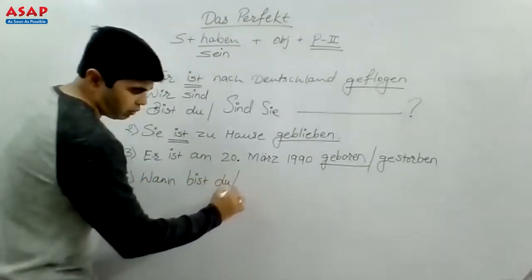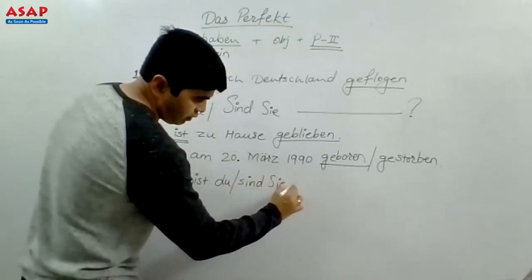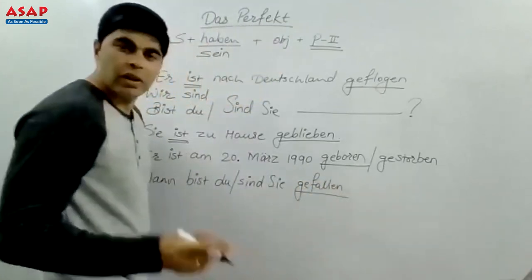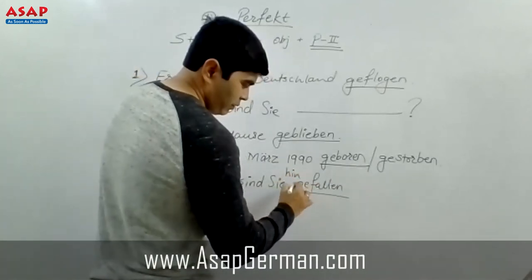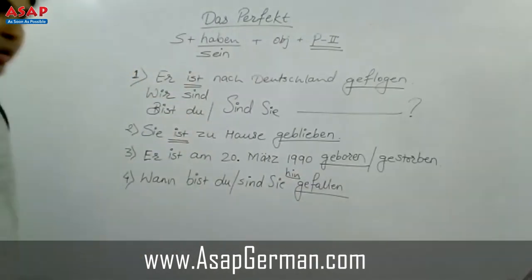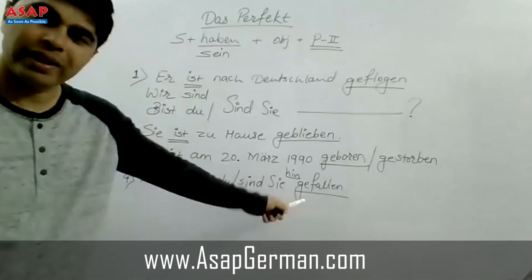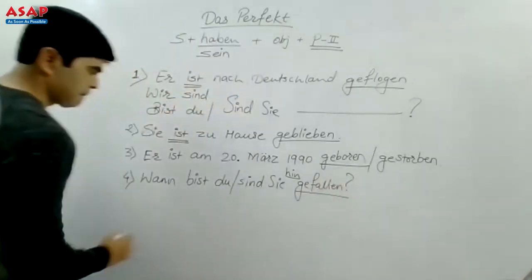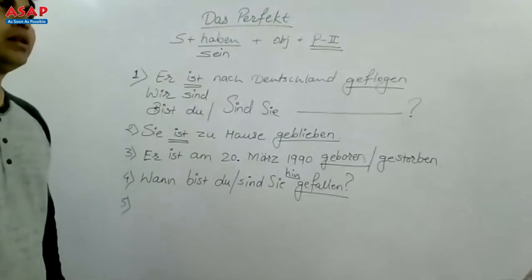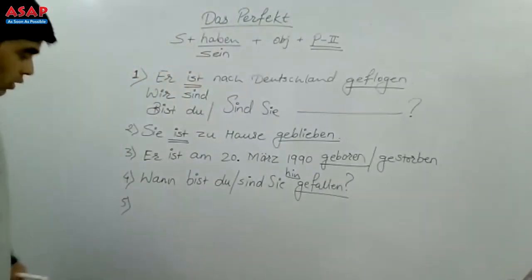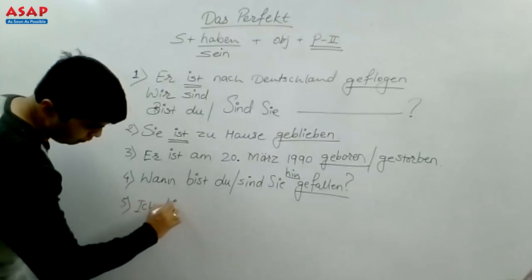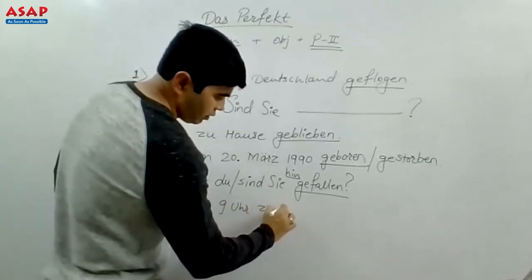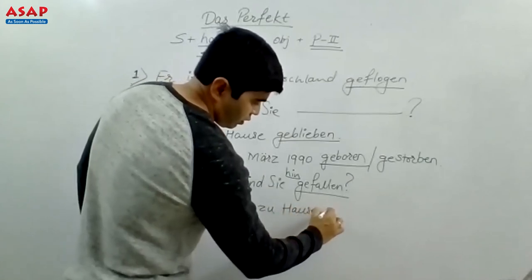Bist du oder sind Sie gefallen? Gefallen, fell. There is another verb, a separable verb, hingefallen, which is fell down. So you can also say, bist du hingefallen or gefallen. Question. Bist du. Fifth, one more example we'll take. I came home at 9 o'clock. So, ich bin um 9 Uhr zu Hause gekommen.